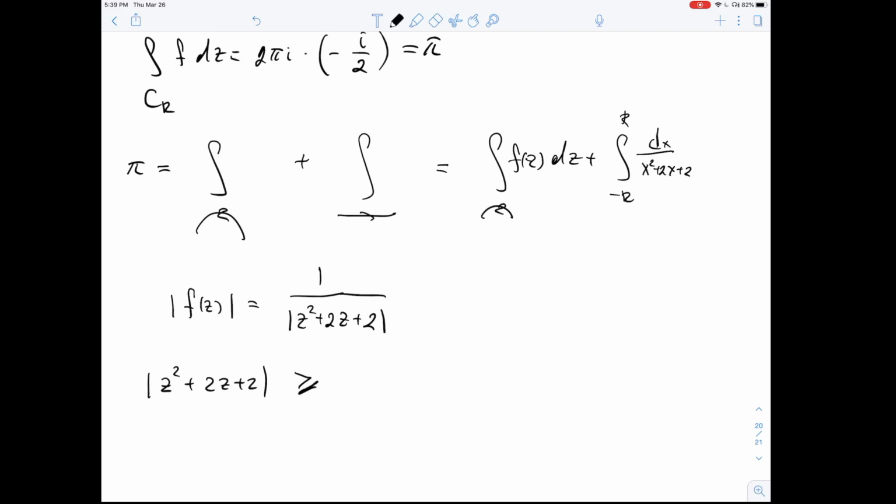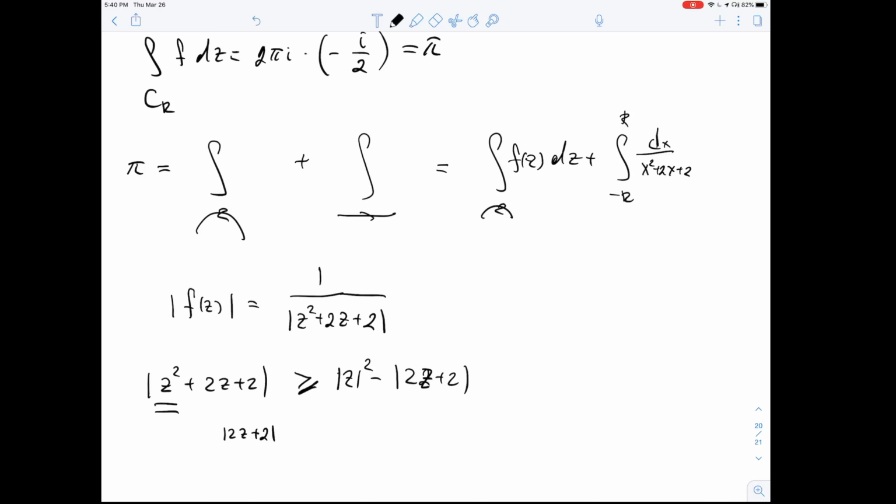Which term is helpful? Well, this one, because when z is huge, then z square should beat all the other ones. So I really don't care too much about 2z and 2. What I care about is z square. So let me first estimate it like this. And then I'll use a triangle inequality to say that 2z plus 2 in the absolute value is less or equal.